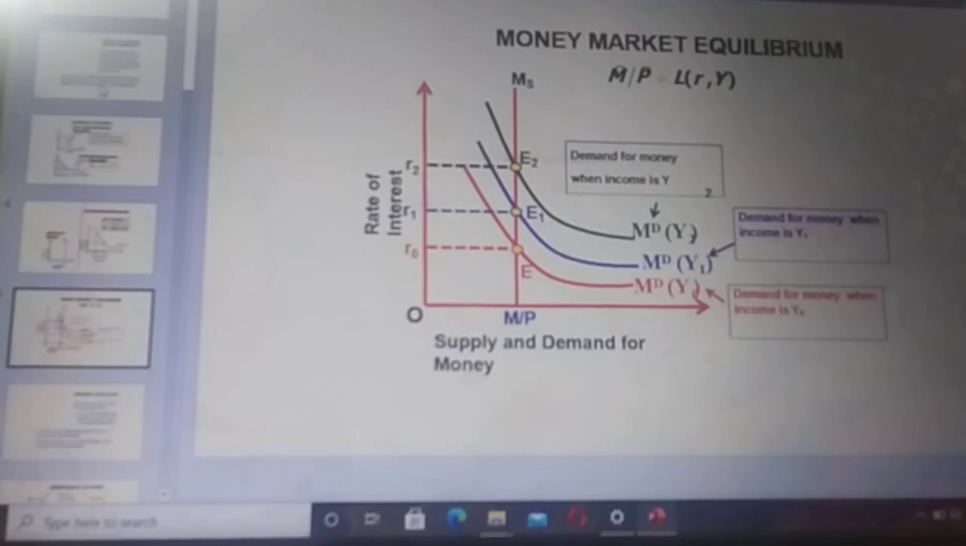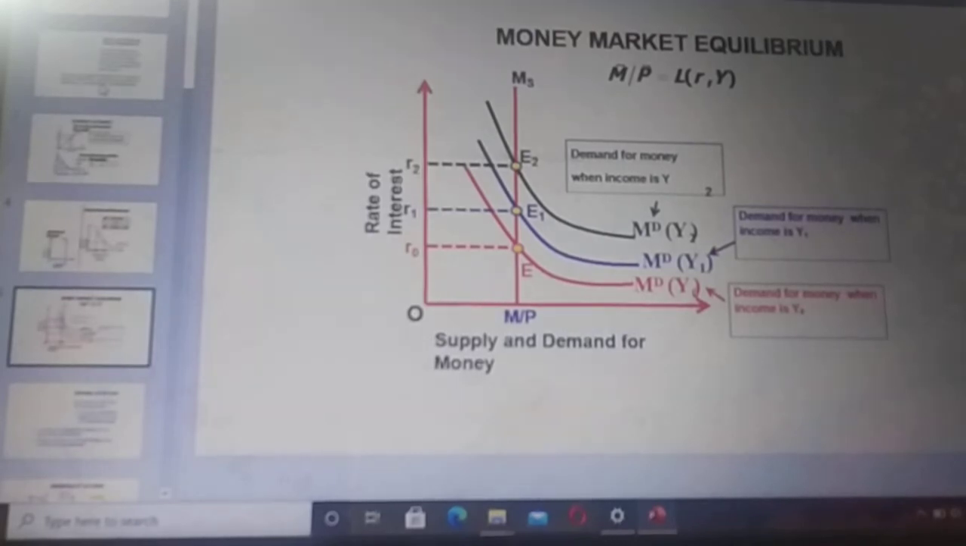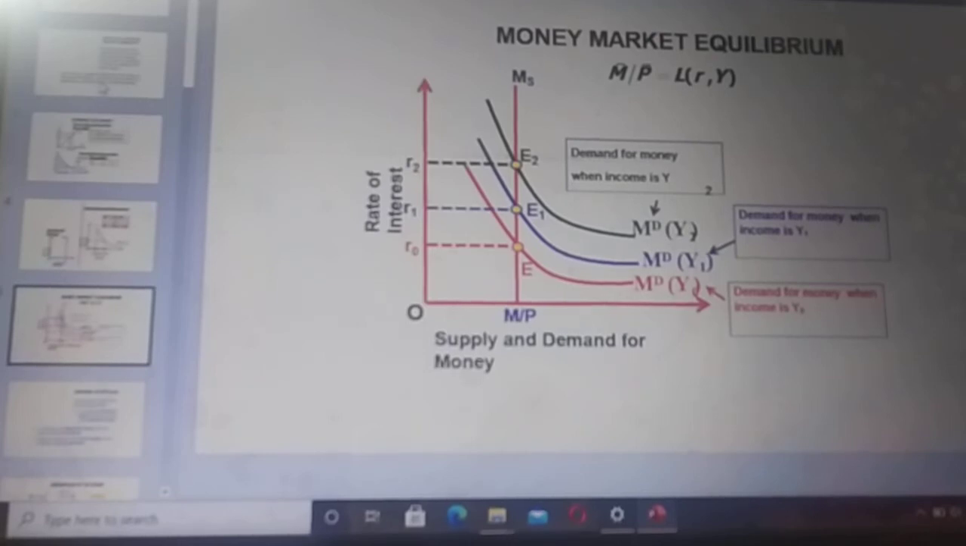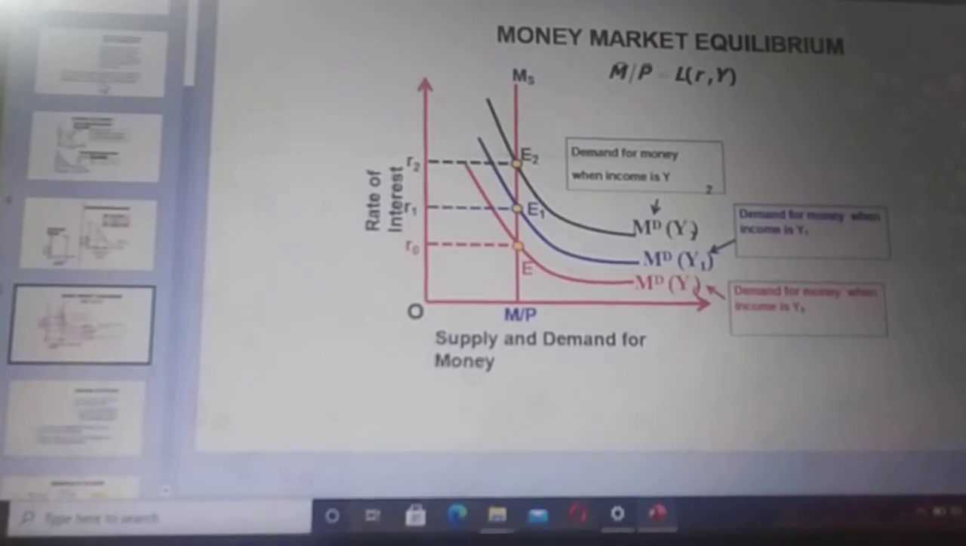When the rate of interest was R2, our point of equilibrium was E2, because at that point our demand is equal to our supply. So when we keep our supply constant and we decrease the rate of interest, the demand curve will shift downwards. So we will get a new point of equilibrium, that is E1. That means with the decrease in the rate of interest, from R2 to R1, the point of equilibrium will also shift from E2 to E1. This is how we find the different combinations between the rate of interest and the market demand for money when our supply is kept constant.